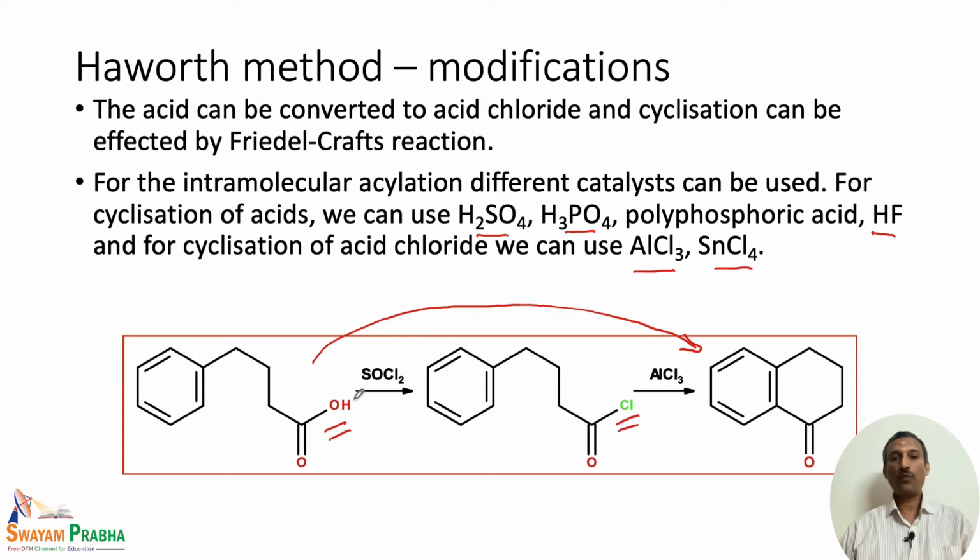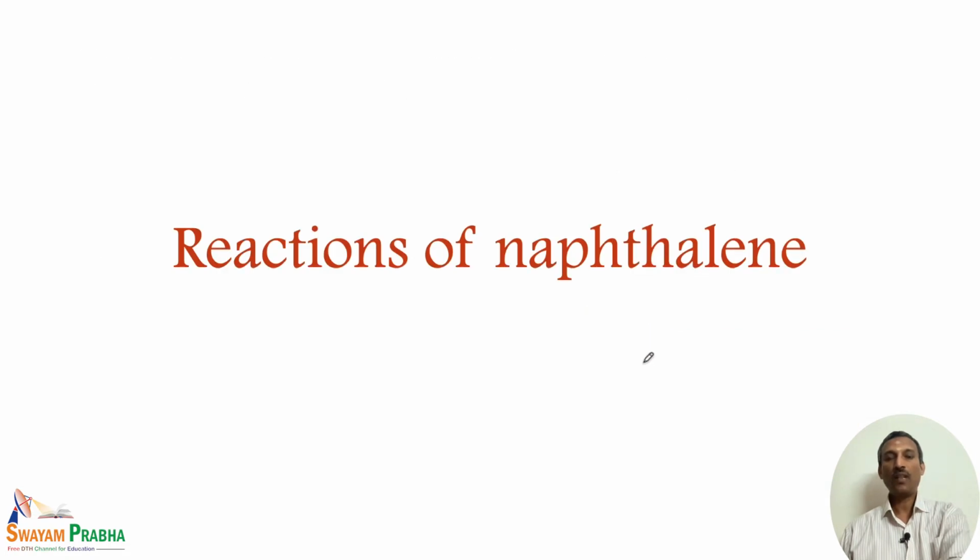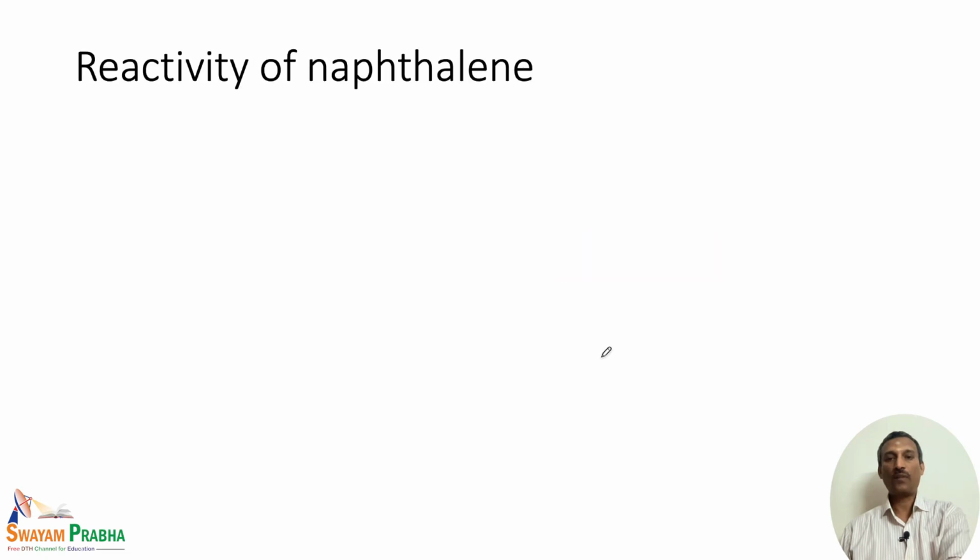So, we have two ways by which the cyclization can be effected. This is the modification of the Haworth method. By this modification, we generally get better yield of the cyclized tetralone derivative. Let us look at the reactions of naphthalene.